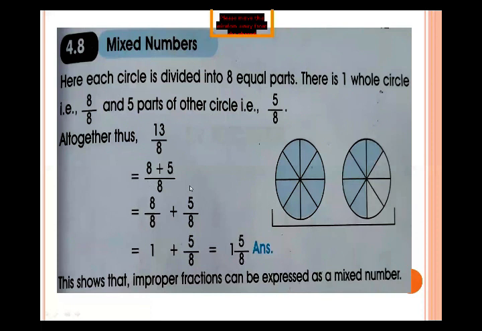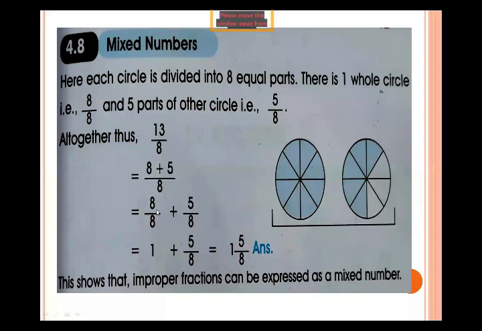So we look at here, the first shape is showing a total of 8 parts and all are shaded. It means 8 parts are shaded. The other shape has 5 parts shaded. 8 plus 5 equal to 13 upon 8. 8 parts shaded means 8 upon 8. Then the next shape is 5 upon 8.